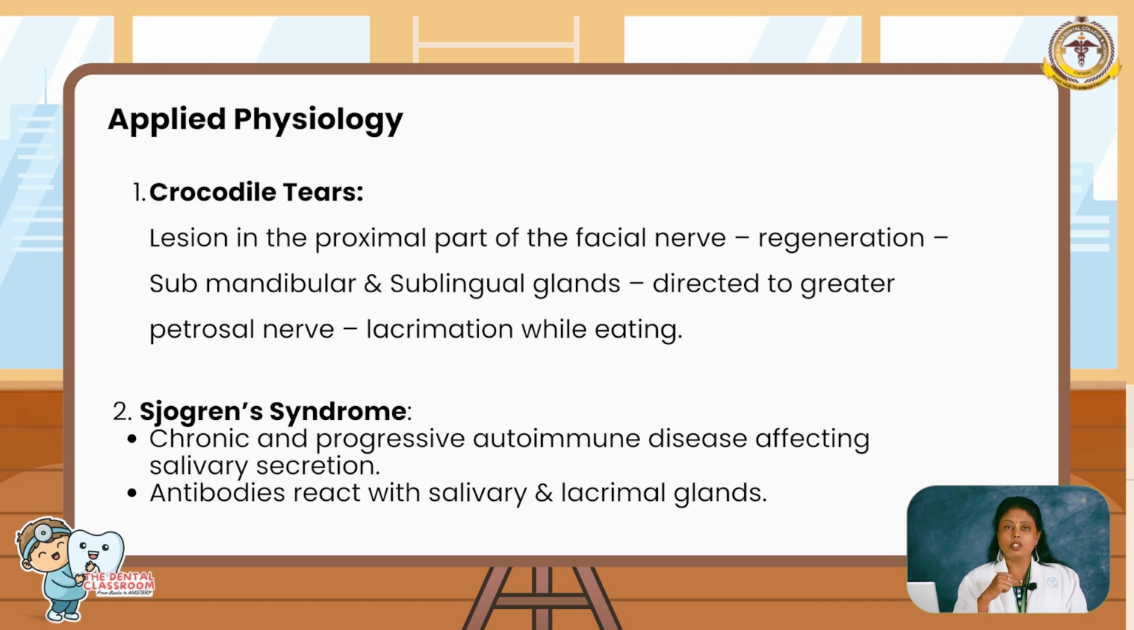Then final thing is the Sjogren syndrome. It is a chronic and progressive autoimmune disease affecting salivary secretion. The reason for this is antibodies produced against the salivary and lacrimal glands. Here, since there is a lack of saliva and lacrimal secretion, there is dryness of mouth and conjunctivitis in the eye and difficulty in swallowing and chewing, and there will be dental issues like loss of dentition and dental caries. So, as a dentist, you should remember this.